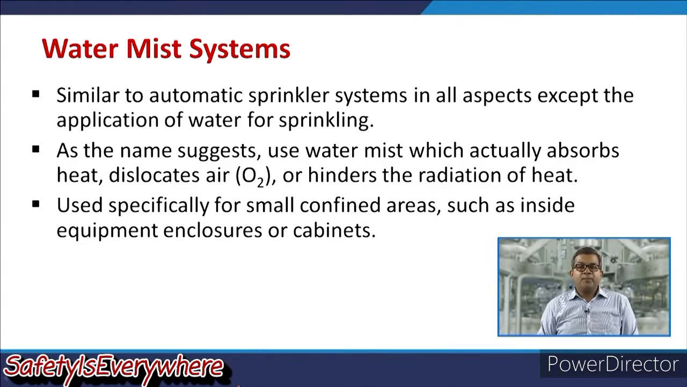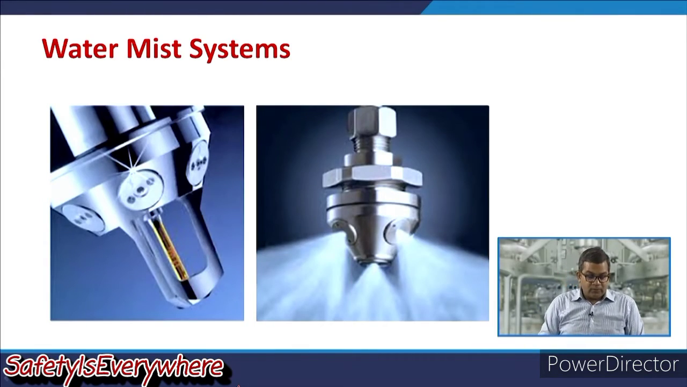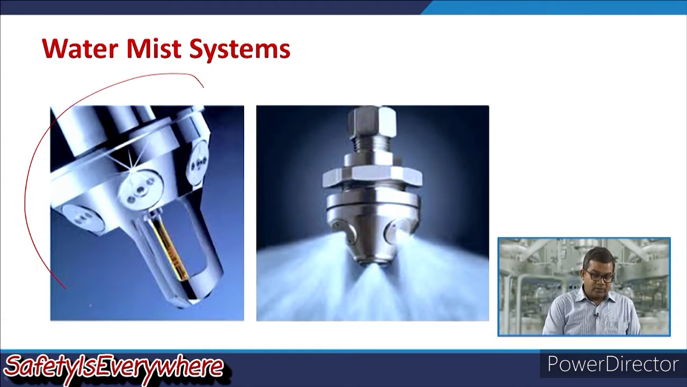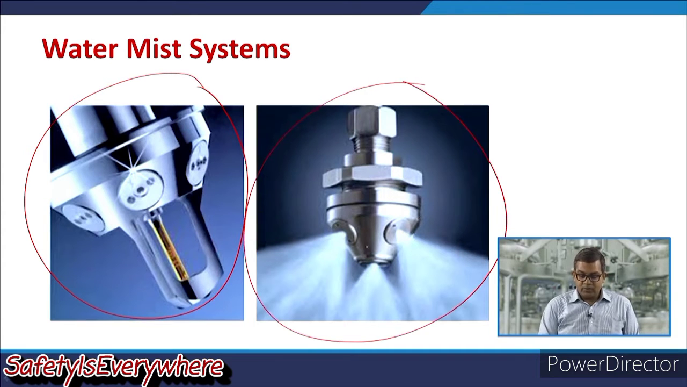They are used specifically for small confined areas such as inside an equipment enclosure or cabinets. Because of certain operational difficulties, we cannot use water mist for larger areas or the entire plant. Now these are the typical systems of a water mist system. This is the usual device of a water mist system, and this is the operational one. You can see the water mist coming out from this nozzle.